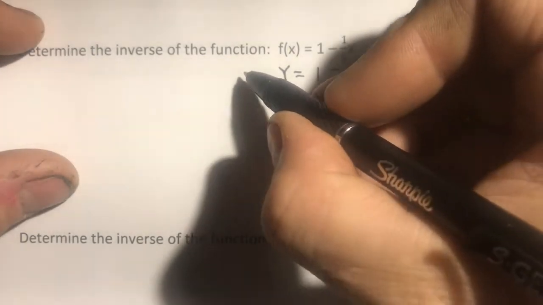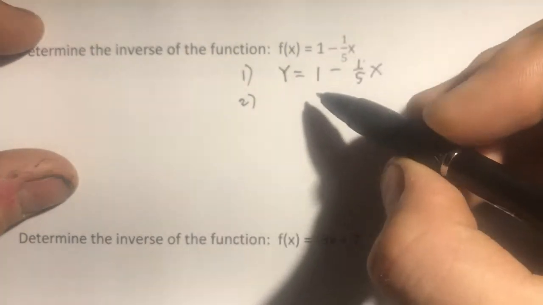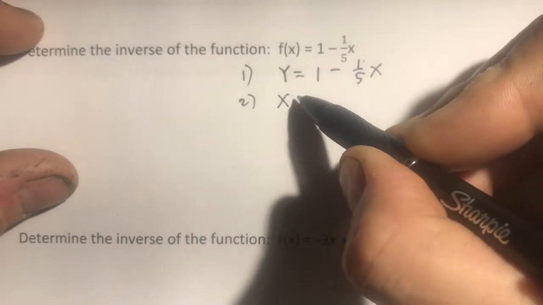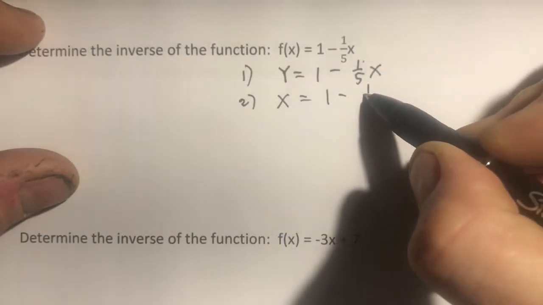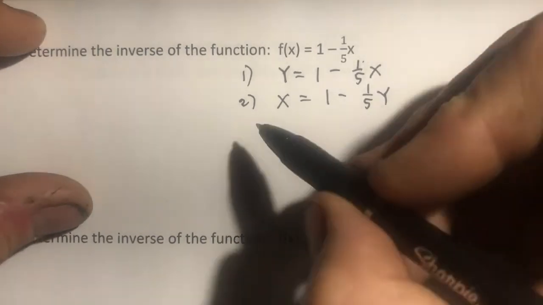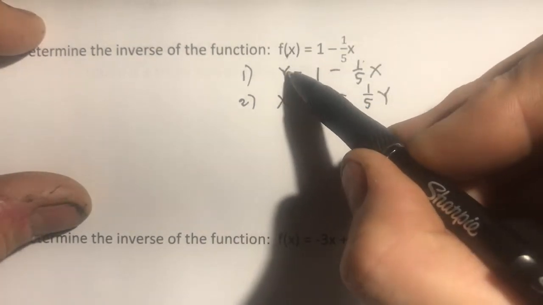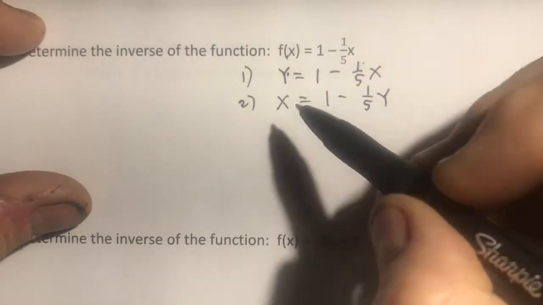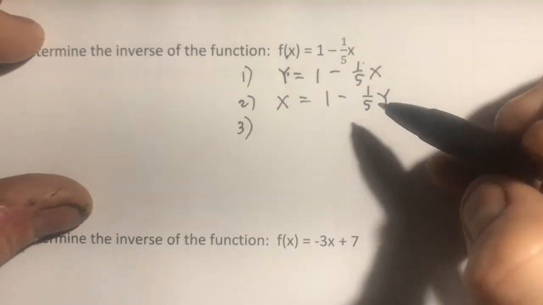And then we swap this first step. Then step 2, we swap x and y. So I put x here, and I put y over here. First 2 steps are easy. I change this to y, and then I swap x and y. Now step 3, I solve this for y.